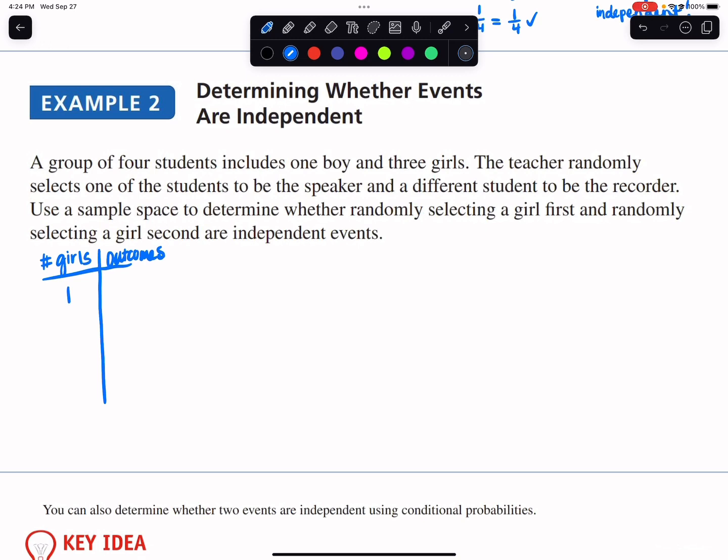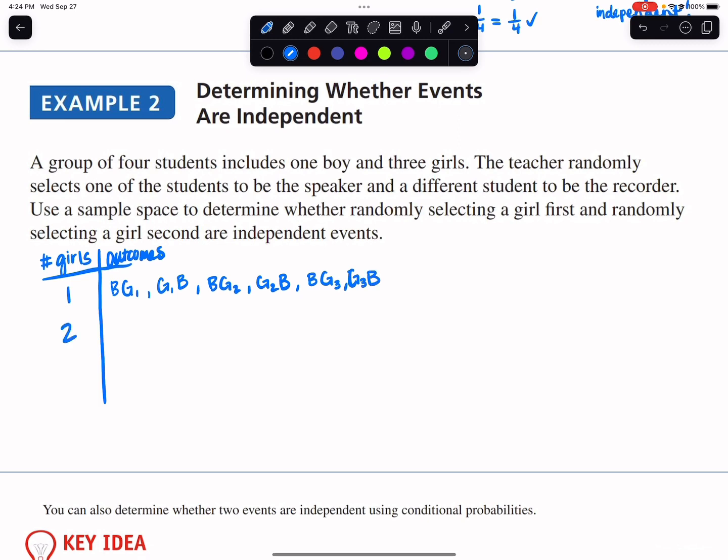So if there's 1 girl, we can have the boy and girl 1, or girl 1 and the boy. We could have the boy and girl 2, or girl 2 and the boy. And then we could have the boy and girl 3, or girl 3 and the boy.